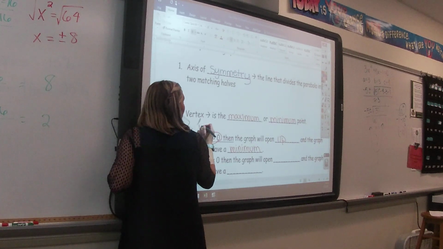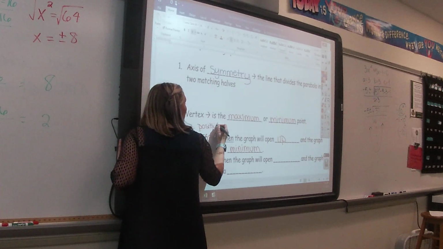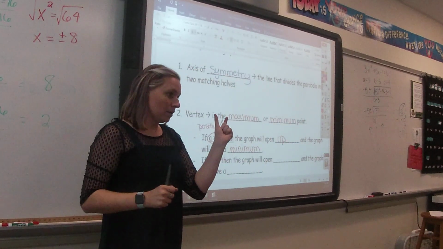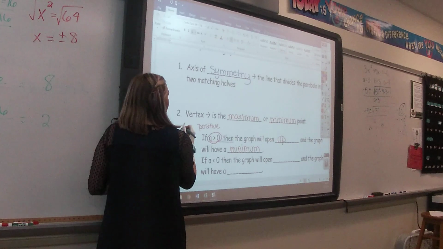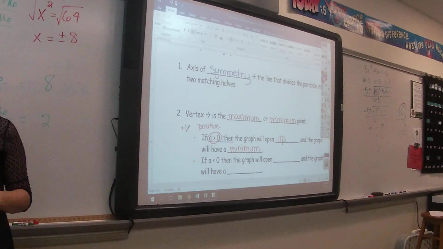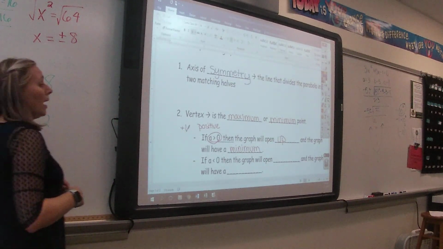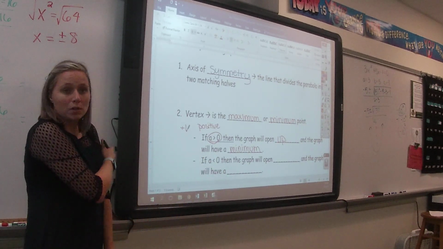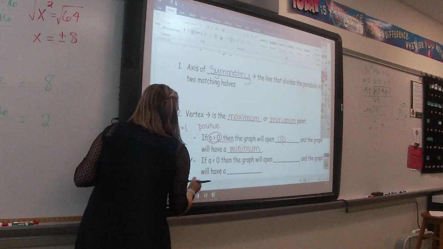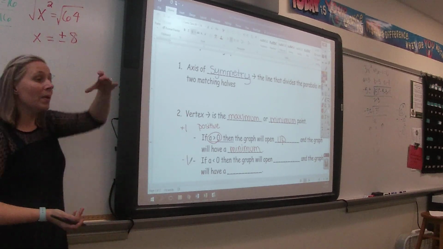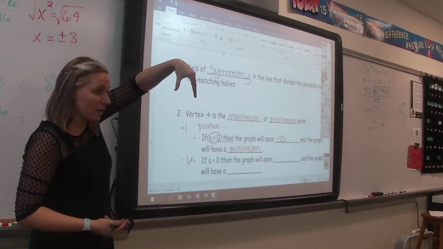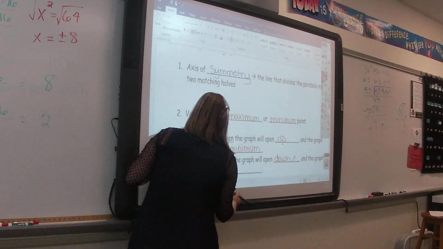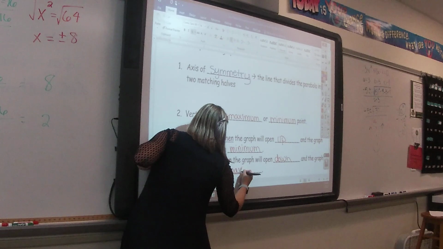So this says if A is a positive number, you will have a graph that opens like a bowl and you could pour water into it. The only A we are going to see today is positive 1. If A is less than 0, what types of numbers are less than 0? Negative 1 is the only one we are going to see today. Then the graph is going to look like a hill. So it's going to open down and the graph will have a maximum.